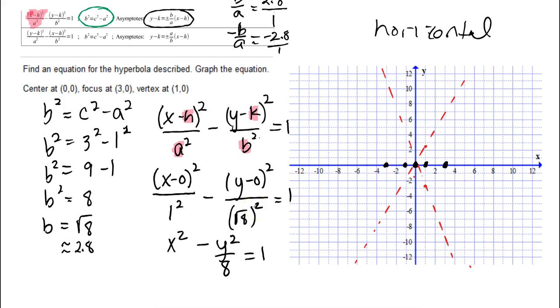And then I'll be able to draw my hyperbola starting from the vertex and following the asymptotes. Starting from the other vertex and following those asymptotes. Let me fix this one here. It kind of stopped following the asymptote.